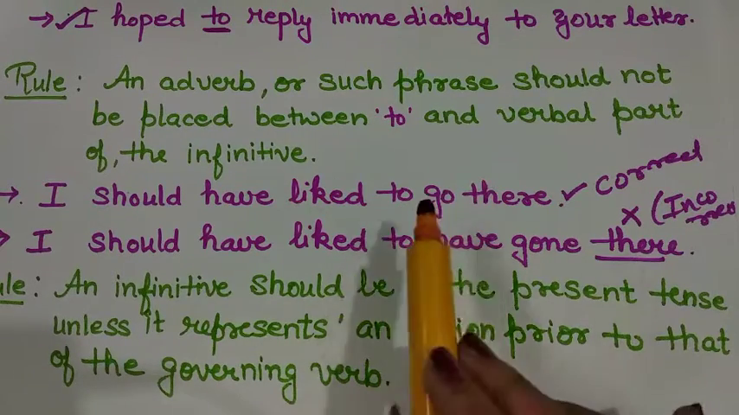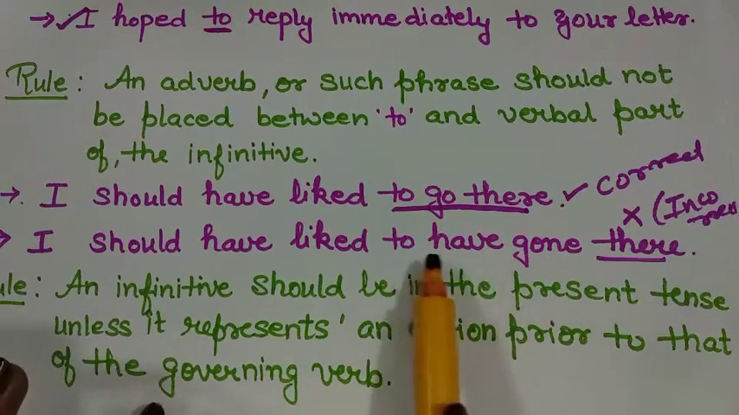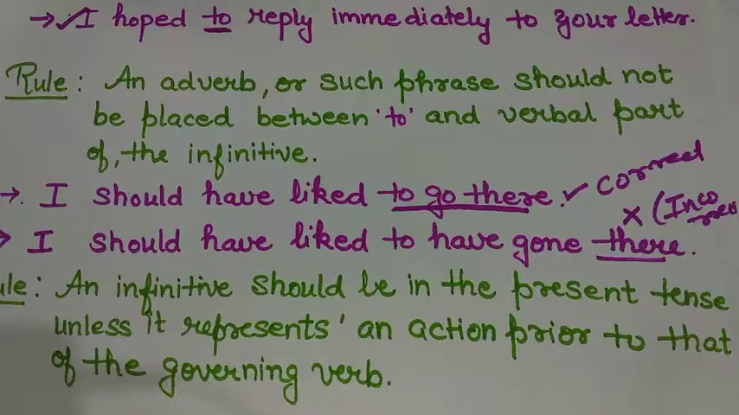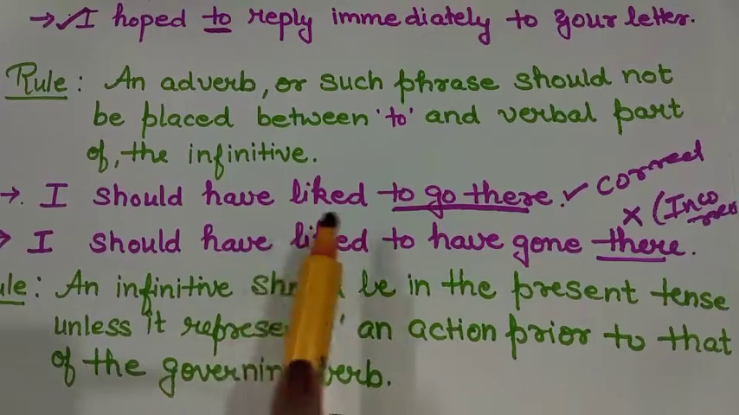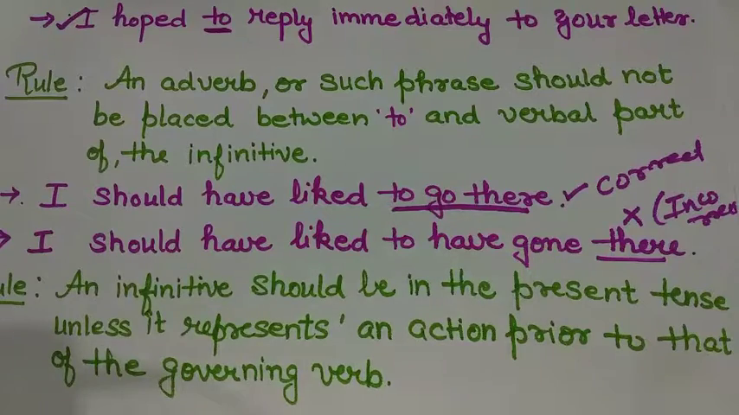Here, to go there is in the present tense, but to have gone there is not in the present tense. Here I am talking about something I have done, I have gone there, the work is now finished. So when we are using an infinitive, it should be in the present tense unless it represents an action prior to that of the governing verb. Here my governing verb is liked. So this is the reason why I have considered the first one as correct.